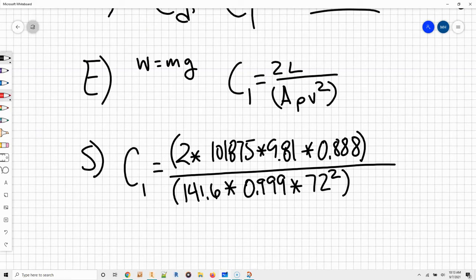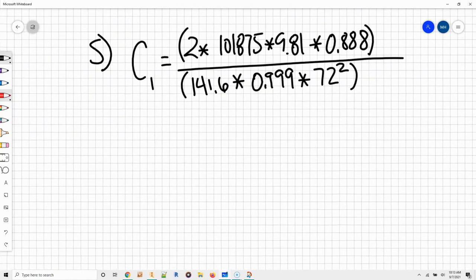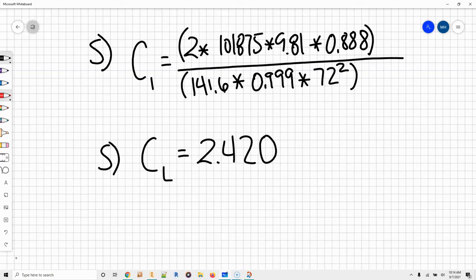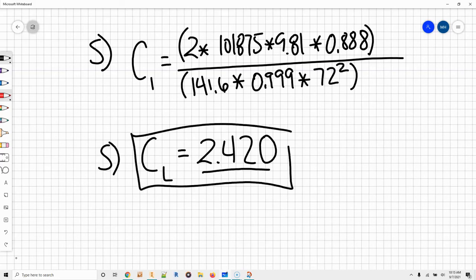With that, we can calculate our coefficient of lift, and you should get about 2.420. Again, there's no unit. So this is our final solution for that.